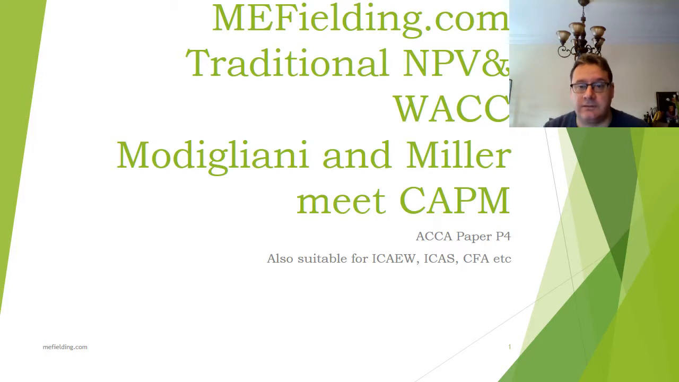So we have traditional net present value, where we're calculating the weighted average cost of capital, which will be our discount rate. We are doing that using a combination of Modigliani and Miller and the capital asset pricing model. Then you're going to discount the cash flow. Right, I hope that's clear.